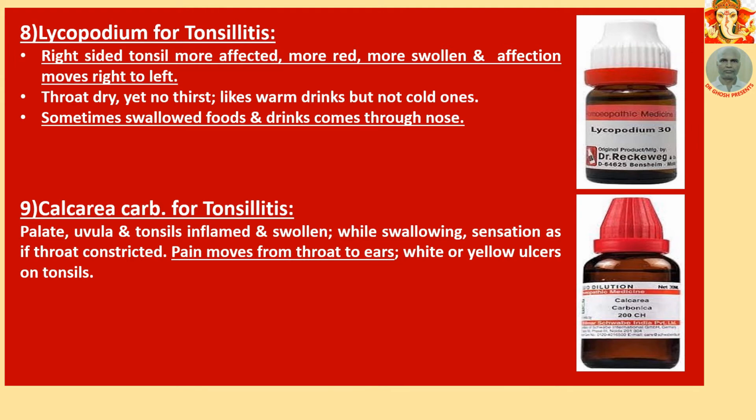Number 9. Calcarea carb for tonsillitis. Palate, uvula, tonsils are inflamed and swollen. While swallowing, sensation as if throat constricted. Pain moves from throat to ears. White or yellow ulcers on tonsils.